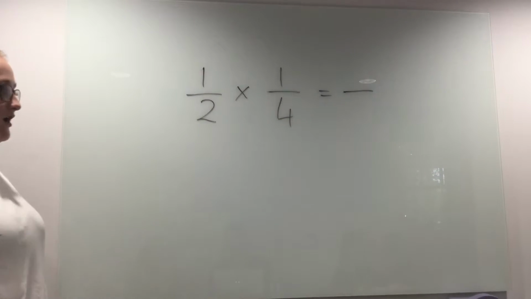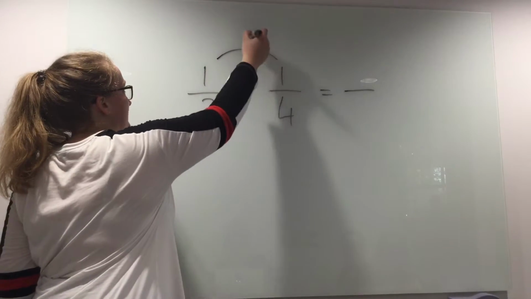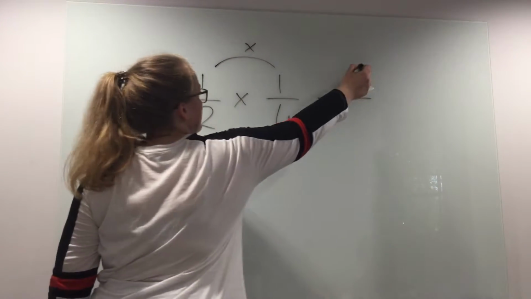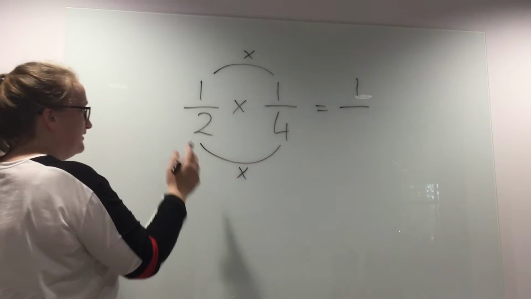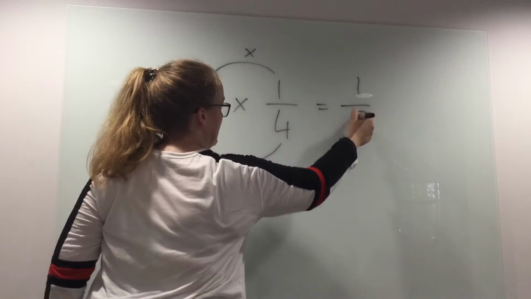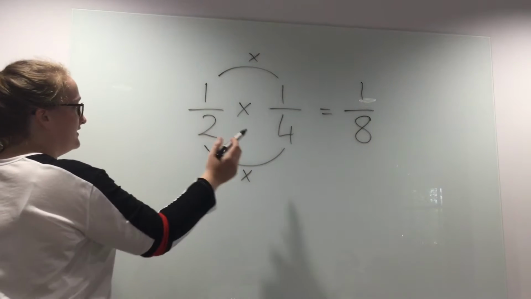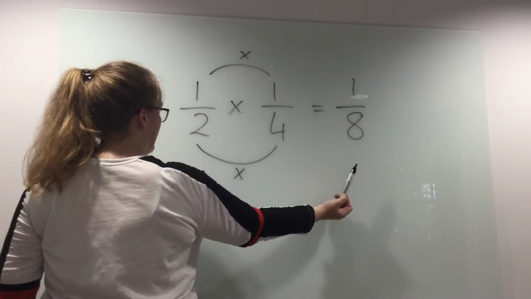First of all, we're going to start by timesing both of the numerators together. So 1 times 1 is 1. Secondly, we're going to times both of the denominators together. So 2 times 4 equals 8. So 1/2 times by 1/4 is 1/8.